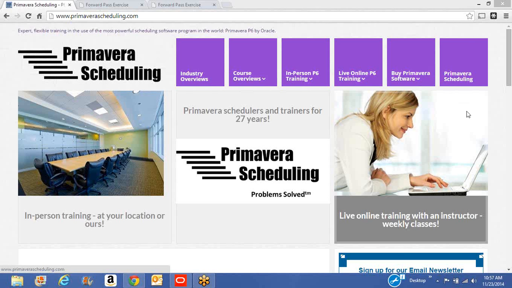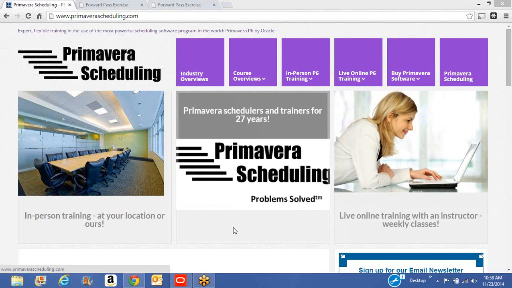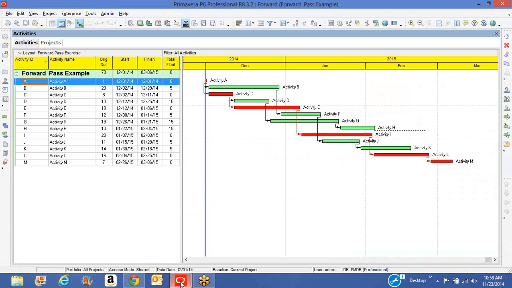Well, there's two reasons, and it has to do with the forward pass and the backwards pass calculations. In school, all the way back in 1981, I studied this method of calculating the forward and the backwards passes manually. Today I'm going to walk you through this. It's a little bit more complicated in a large network, so we're going to start off with a very simple network. Now I'm going to show you the results of the schedule first.